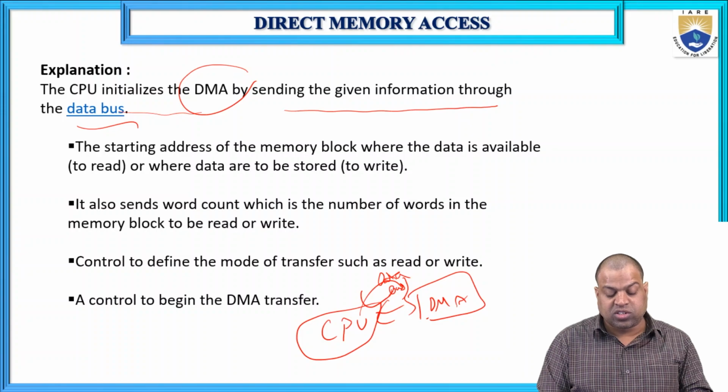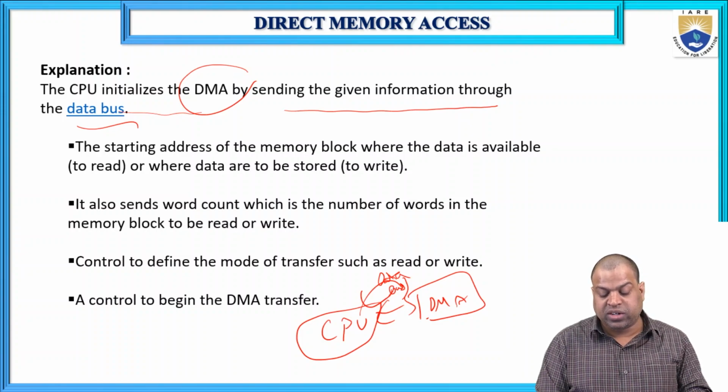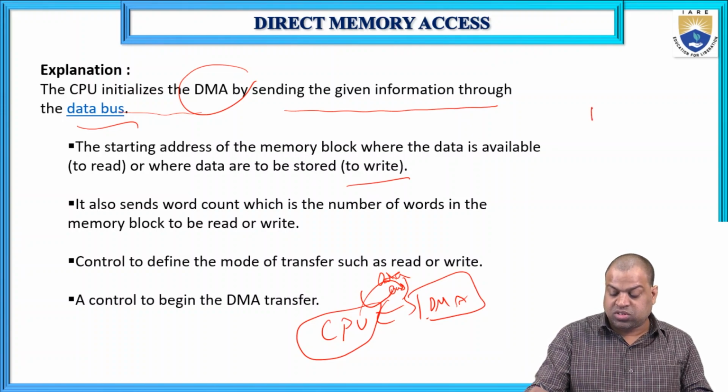It sends the starting address of the memory block where the data is available to read, or where data are to be stored to write. So the starting address of the memory block. Suppose we have the memory. Shall we need an address for this memory?